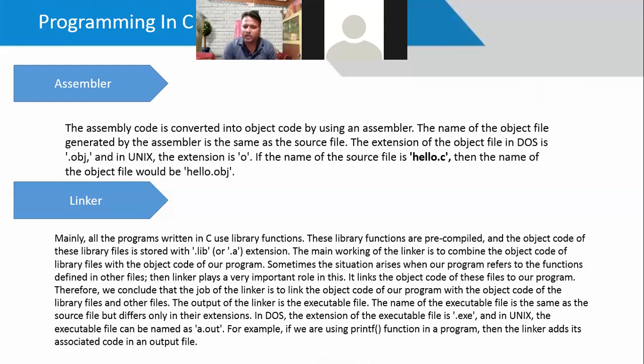The assembly code is converted into the object code by using the assembler. The name of the object file generated by the assembler is the same as the source file.